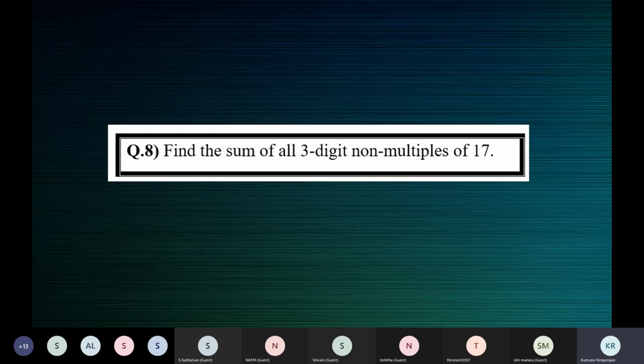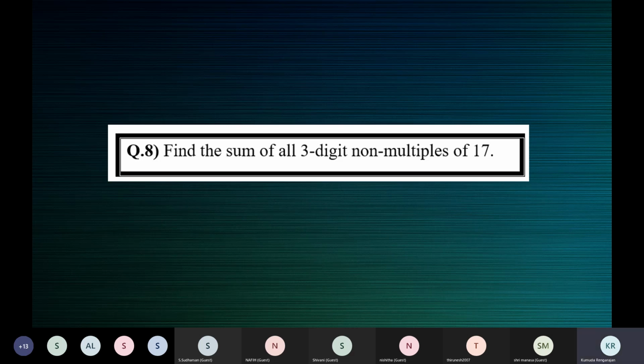Now let's divide this collection of numbers into two groups. One group makes the multiples of 17, all the 3-digit numbers that are multiples of 17, and the other group makes the collection of all 3-digit non-multiples of 17. It's your choice. You're dividing all the 3-digit numbers into two groups.